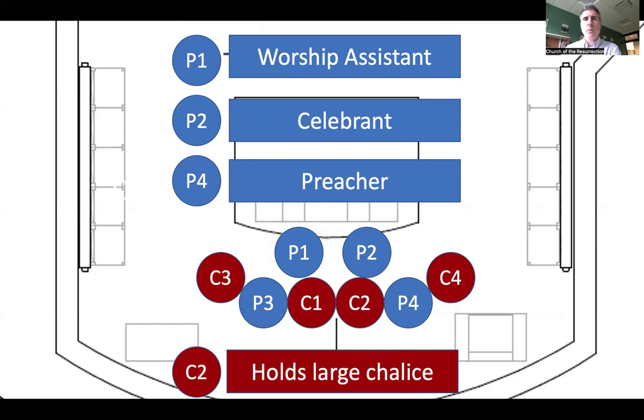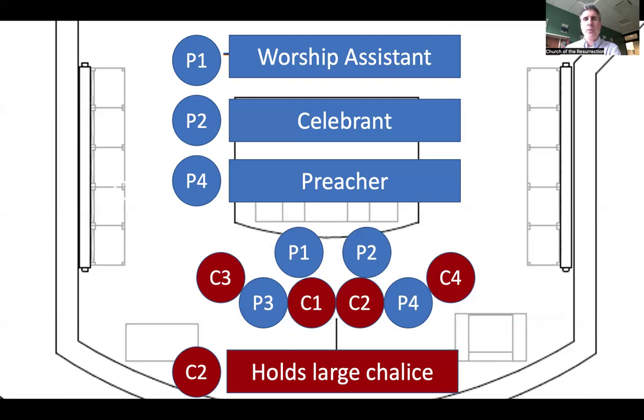But this is the order in which we want to line up, standing next to each other, so that patent 1, the worship assistant, can very easily give the chalice to chalice 1, the patent bowl to patent 3, and the chalice to chalice 3. Similarly, the celebrant can very easily give the large cup to chalice 2, patent bowl to patent 4, and a small cup to chalice 4. Once everyone has their elements, the celebrant will give a nod, and that is the cue for us to break and go to our stations.